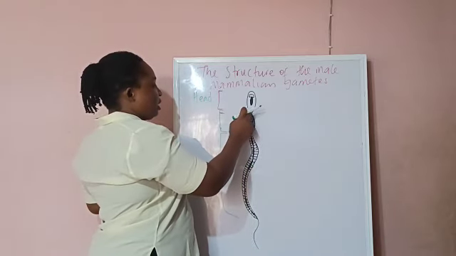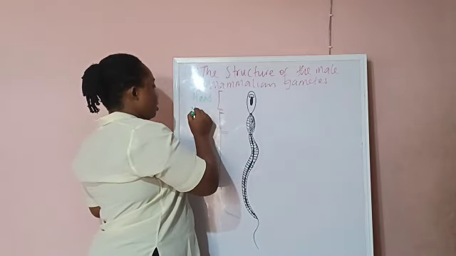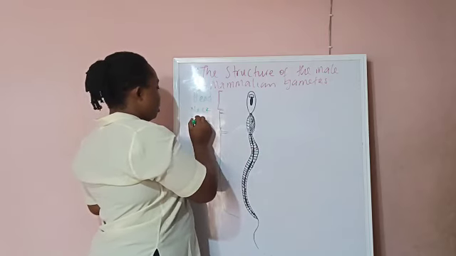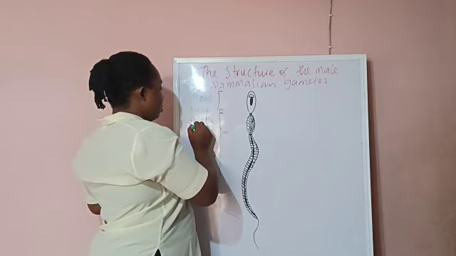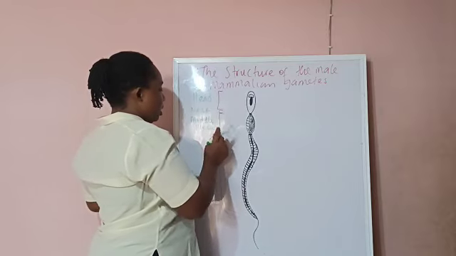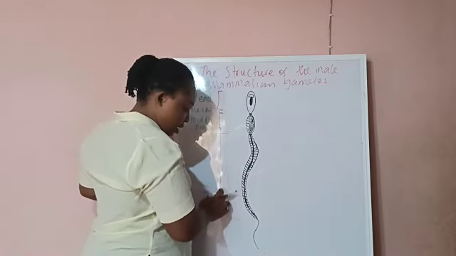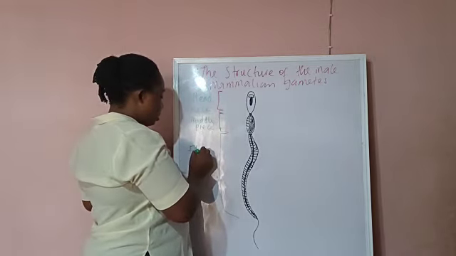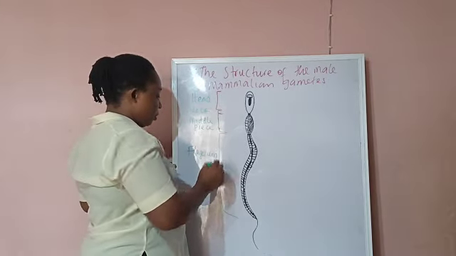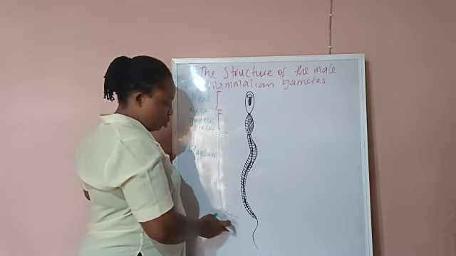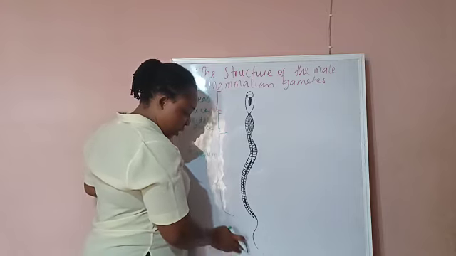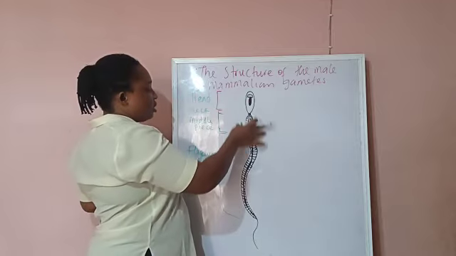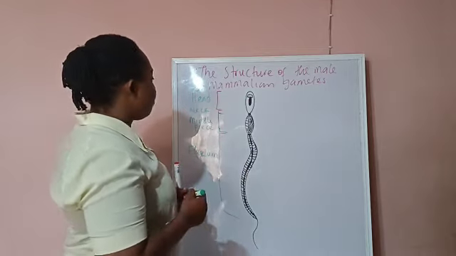This tiny segment is the neck, and here is the middle piece, and this part here is known as the flagellum, or the tail. And lastly, you can see the end, the tail piece. These are all the segments of the spermatozoa.